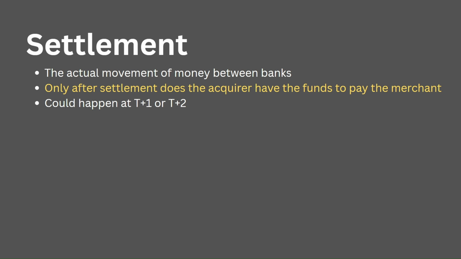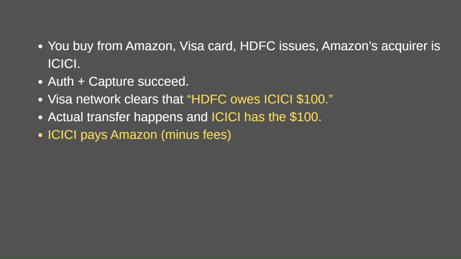So that is why the terminology is T+1 or T+2. So here is another scenario on the clearing and settlement. Say a customer buys something from Amazon using a Visa card. HDFC issues the Visa card, so HDFC would be the issuer, and Amazon's acquirer is ICICI.